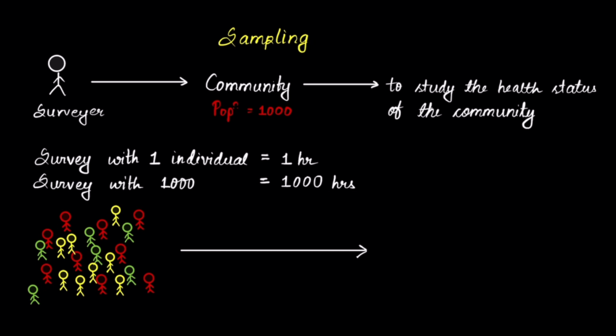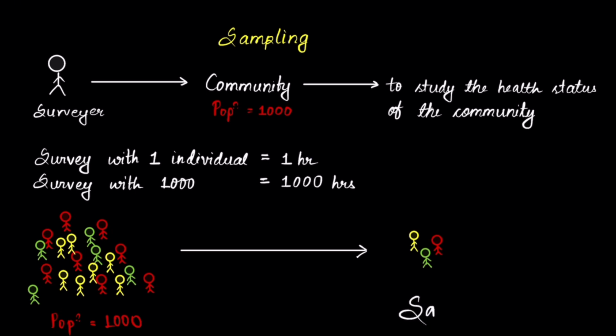So, what he does instead is take a small piece of the population of the community and then study that small piece. This is what I mean. The population of the community is 1000, and let's say it's represented by the people that I have drawn right here. What the surveyor does is take a small chunk of this population and then study this small chunk. This small piece of the actual population, which the surveyor uses for study and which represents the actual population of the community, is what we call a sample.